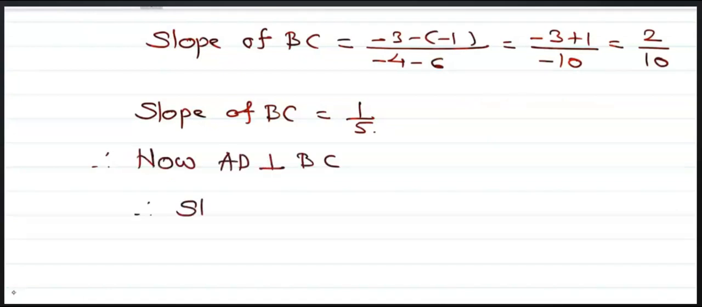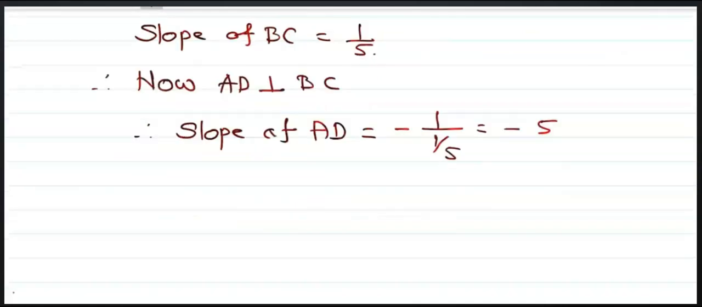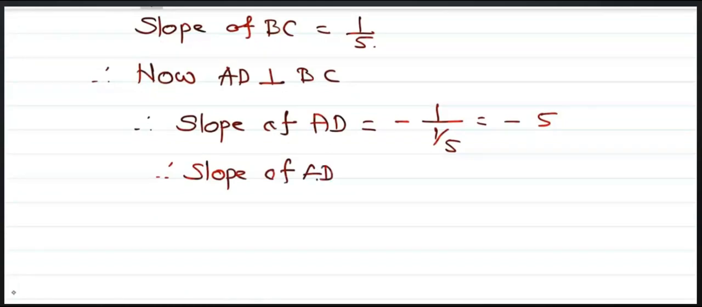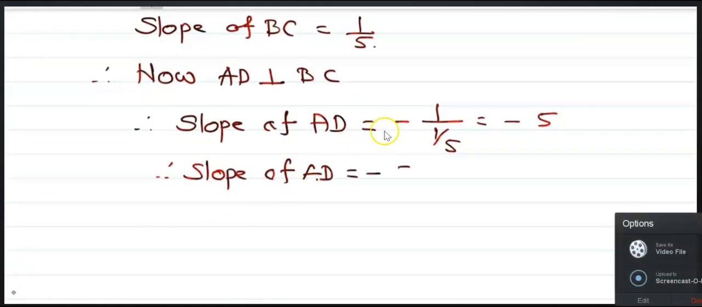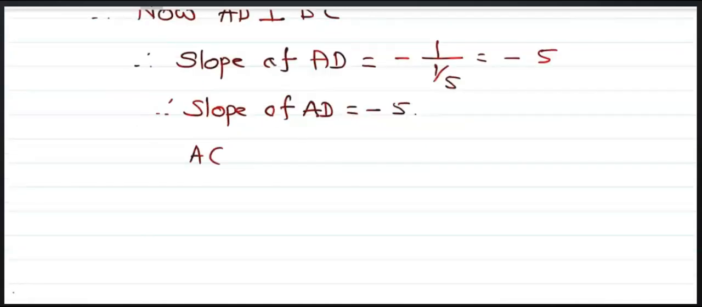Now the equation of the AD. Now AD is perpendicular to BC. Therefore, the slope of AD is equal to minus 1 upon slope of BC. That is minus 1 upon 1 upon 5, and that is equal to minus 5. Therefore, the slope of AD is minus 5.